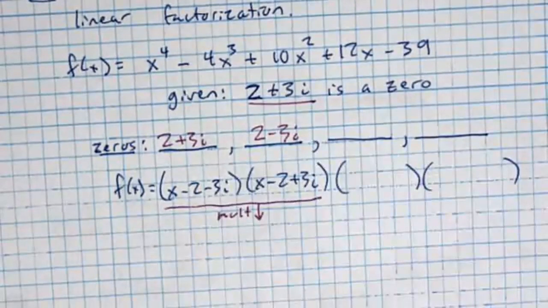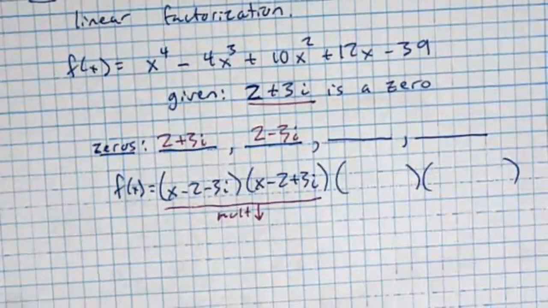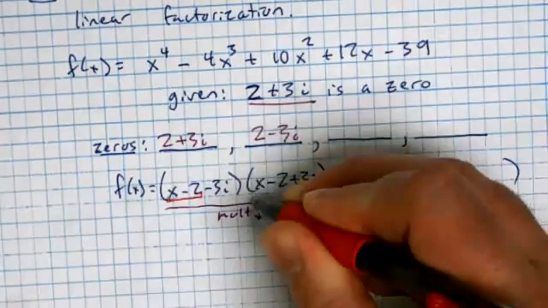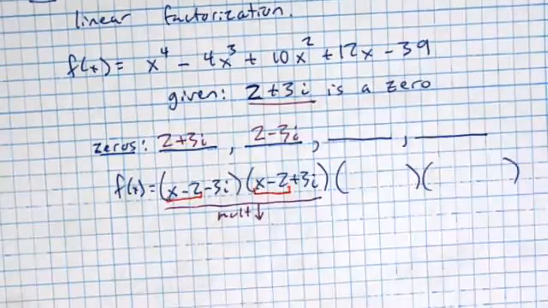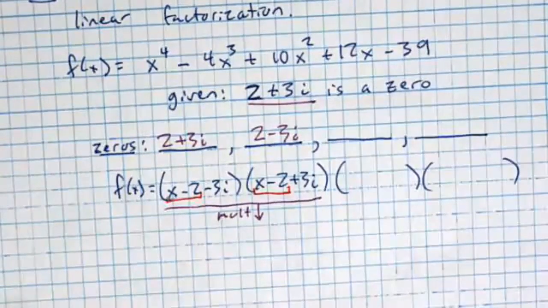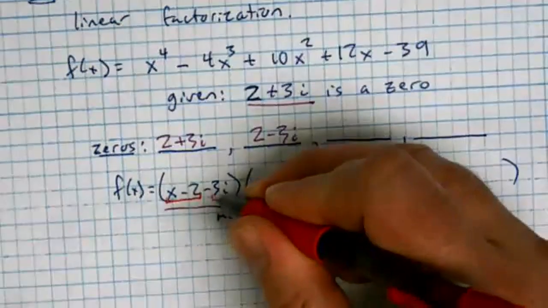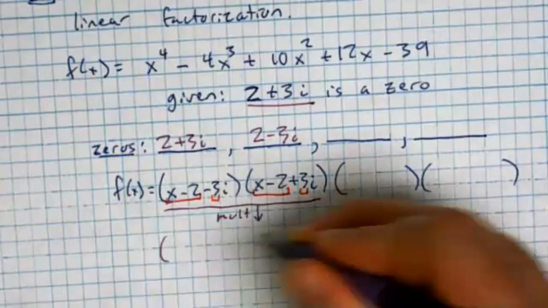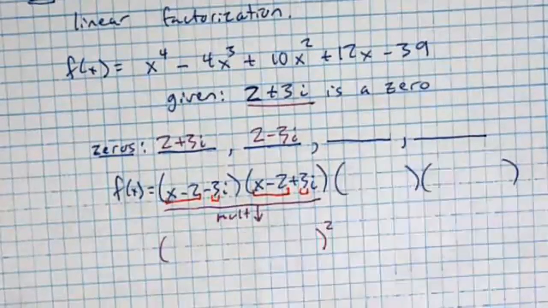So if we use our shortcut for this, what's going to be our A and what's going to be our B? x minus 2 is going to be our A because that's the same in both. And then the coefficient on the i is going to be our B. So the 3 is going to be our B. So using the shortcut, when we multiply this out, we should get A squared plus B squared.